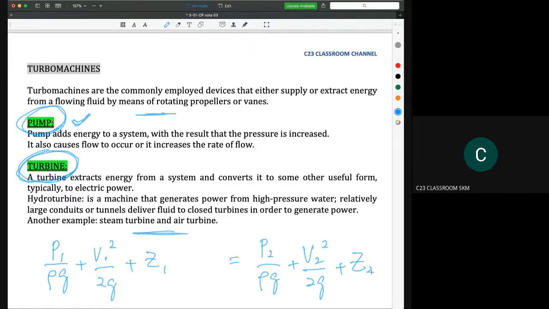Because a pump is adding energy to your system, it must be added at the inlet, so we write it as head of pump. I think the form for this was already taught in Fluid Mechanics 1. Then a turbine is something that extracts energy, so we need to add the head of turbine at the output. This is why we say a pump adds energy to the system, and a turbine extracts energy from the system.